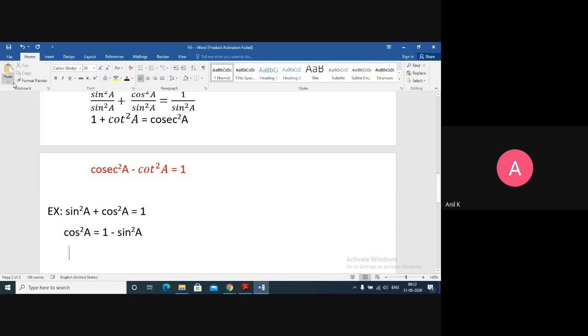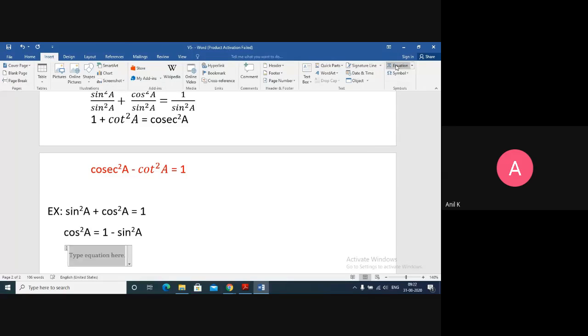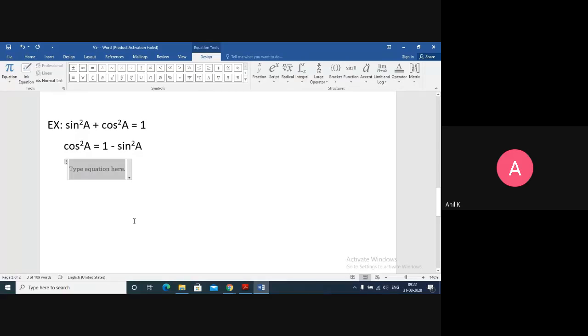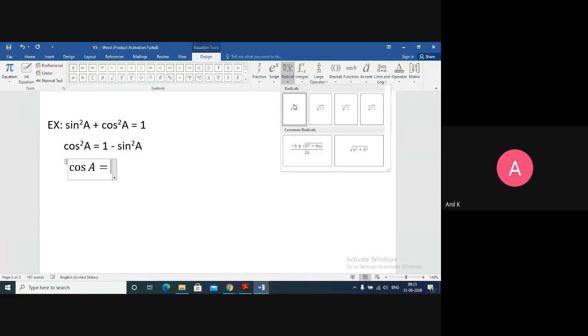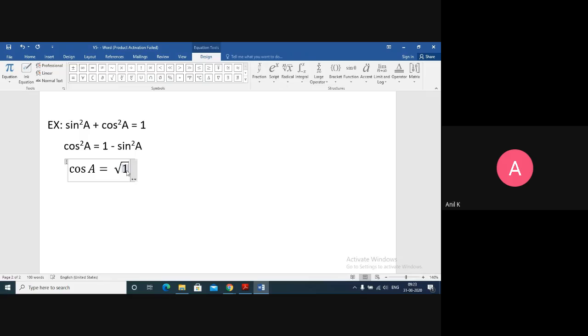So now I want the cos value. If a square is there, to remove the square I have to take the square root on both sides. So I get cos A equals under root 1 minus sin square A. So I got the cos A value as under root 1 minus sin square A. So cos A is represented in terms of sin, because the RHS is completely in terms of sin only.